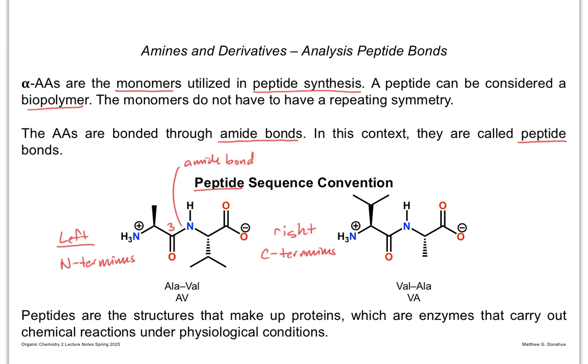So the structure that's shown on the left, when we look at the side chains, we see that this side chain highlighted in red is a methyl group. We go over to the next amino acid. We see that this side chain highlighted in blue, that's an isopropyl group. And we would say that that's alanine bonded to valine through a peptide bond. So we would call that Ala-Val or AV.